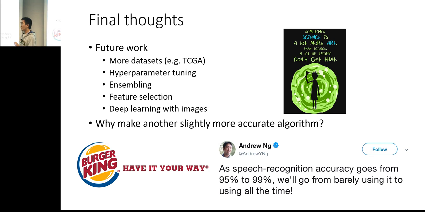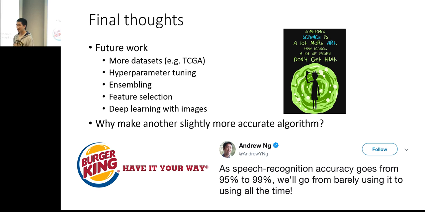Some people argue, why should you bother making another model that's just slightly more accurate than other models? Why add to the plethora of algorithms that are already out there? And I'm going to use two arguments. One is the Burger King argument, have it your way.